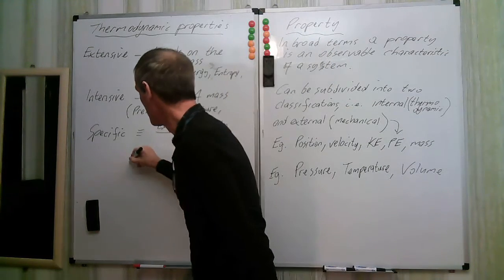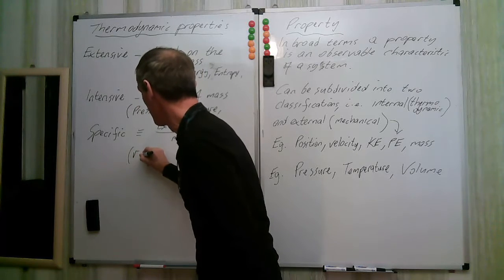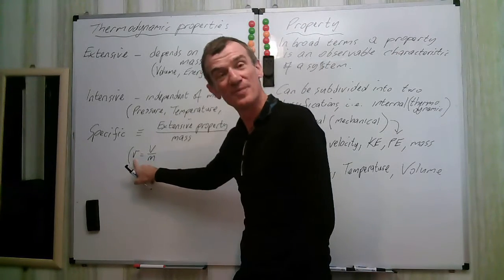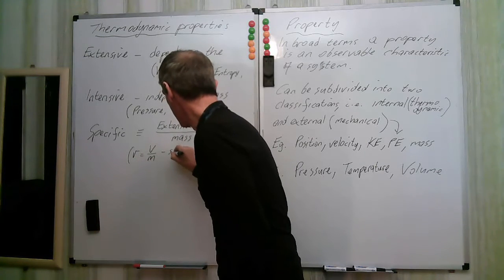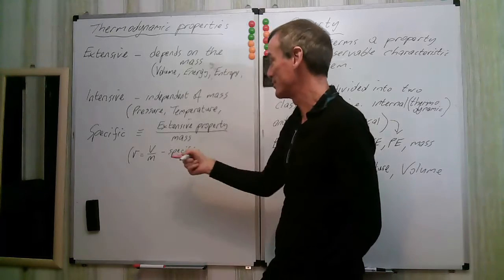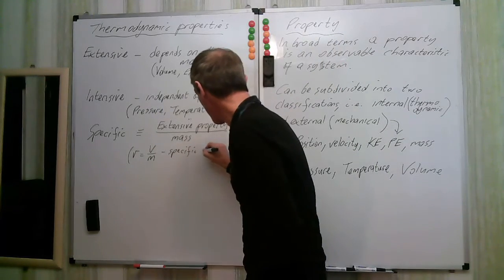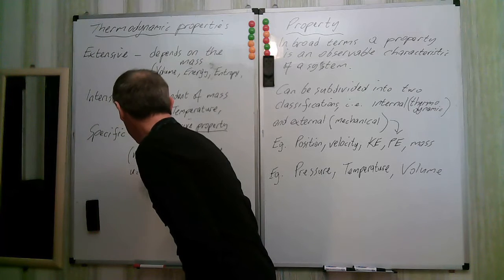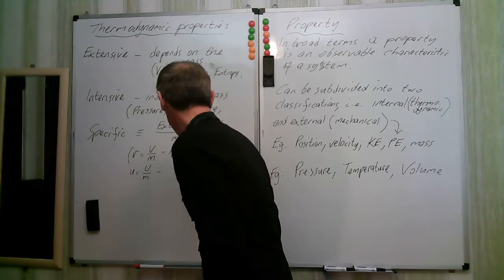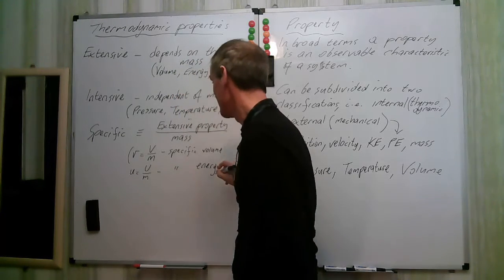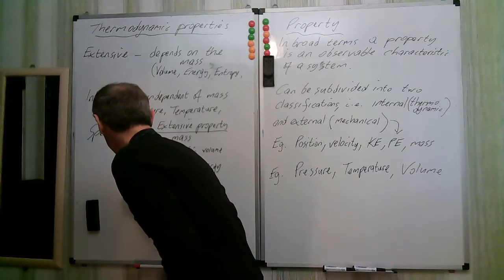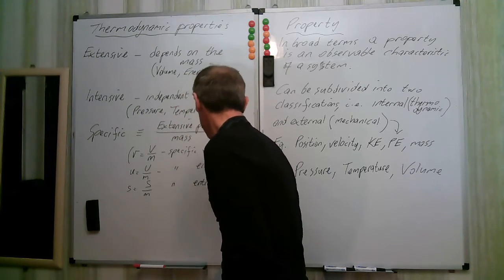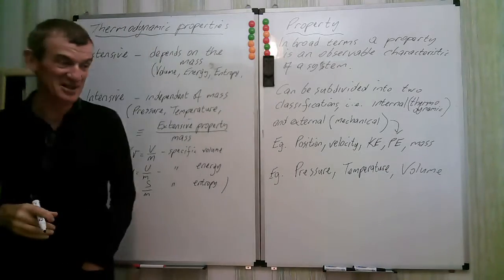So what we find is, I tend to use little lowercase symbols. So the volume divided by the mass. V is volume here, M is mass. So specific volume would be that one. We tend to just put specific in front of whatever it is. So specific volume, that one. Then we've got energy, so little u, for instance, could be big U divided by the mass, specific energy. And entropy, little s, is equal to big S divided by the mass, specific entropy. And there's lots of others that we can think of. We'll meet them on the course as we get on.